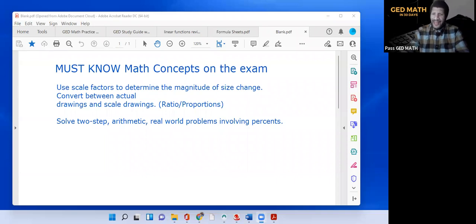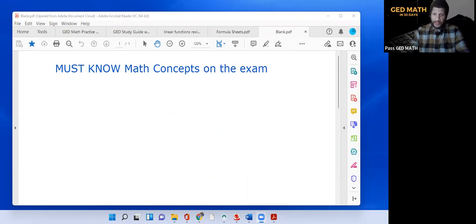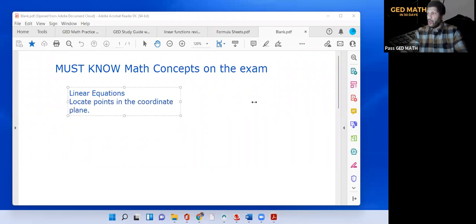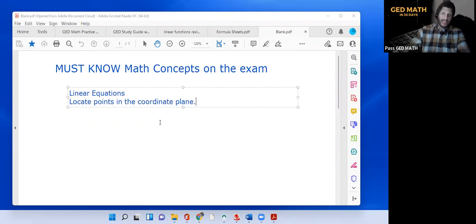Now, the next thing I want you to be familiar with, and I've seen a lot of people get this wrong on the practice test, which surprised me, and on the real exam. When you talk about linear equations, the first thing you have to know how to do, and this is another one on every single exam, is locate points on the coordinate plane. That's on every single exam. And when I see somebody score 143 or 144, and this is one of the problems they get wrong, I was like, wow.